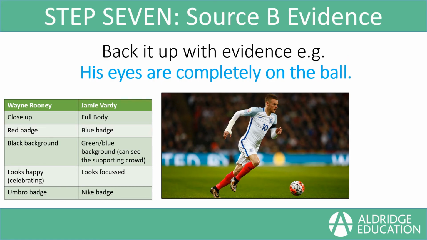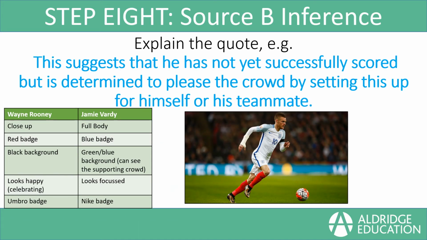Okay, back it up with evidence. Example: his eyes are completely on the ball. Choose your own evidence. Step 8. Explain the quote. This suggests he has not successfully scored but is determined to please the crowd by setting this up for himself or his teammate.